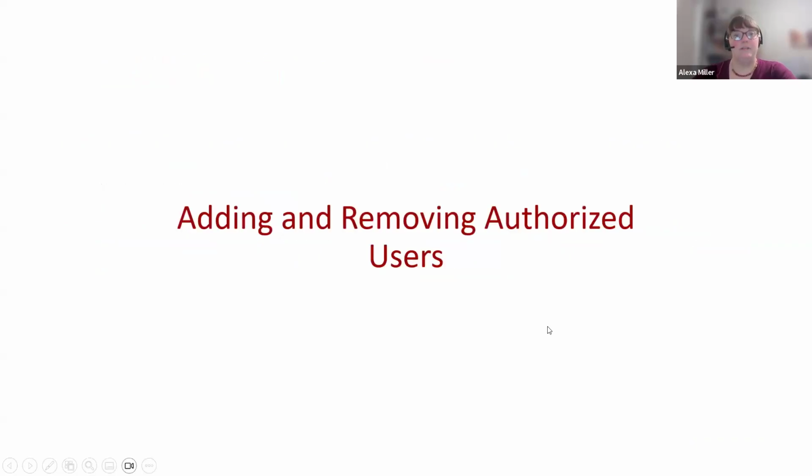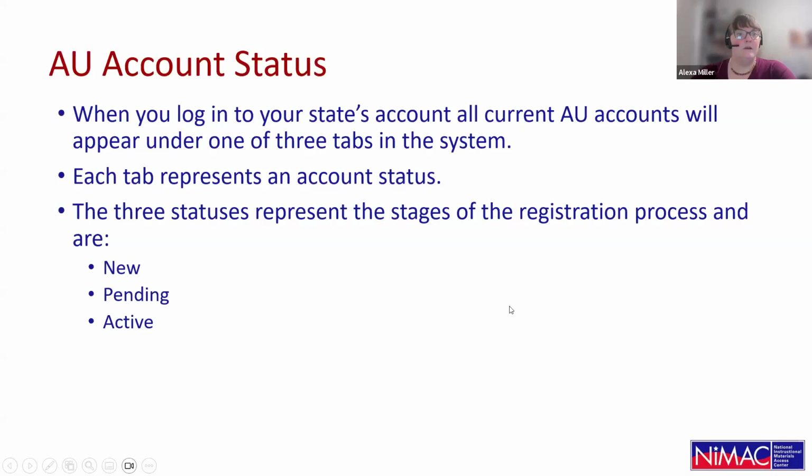So now we're going to talk a little bit about adding and removing authorized users. Liz is going to show you how to do that in the demo, but we're just going to walk through it really quickly. So, authorized user account status. When you log into your state's account, all current authorized user accounts will appear under one of 3 tabs in the system. Each tab represents an account status, and those account statuses are new, pending, and active.